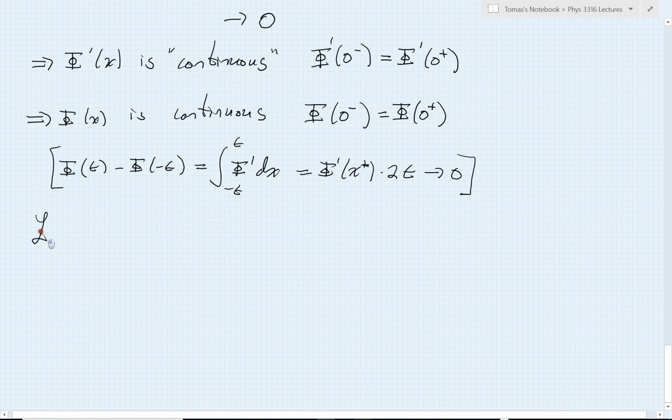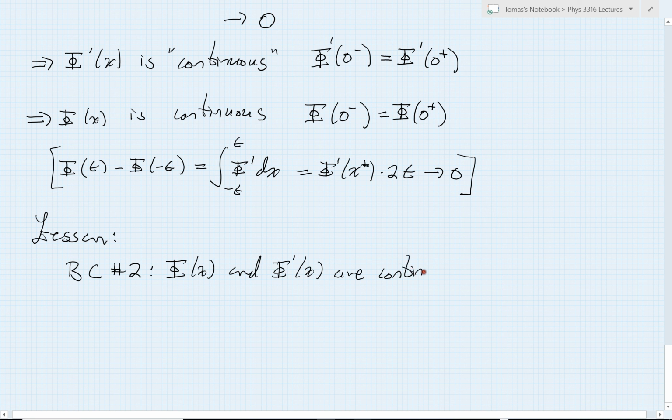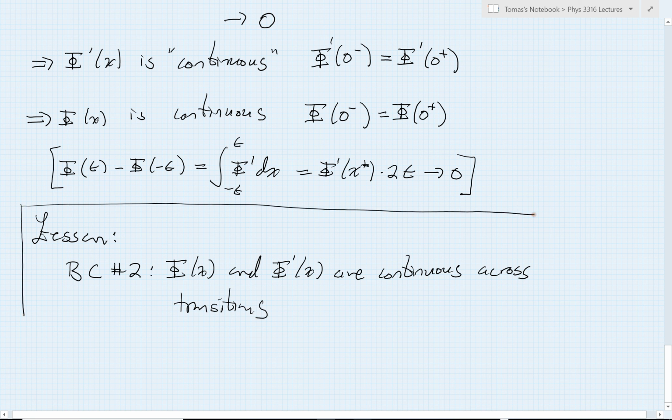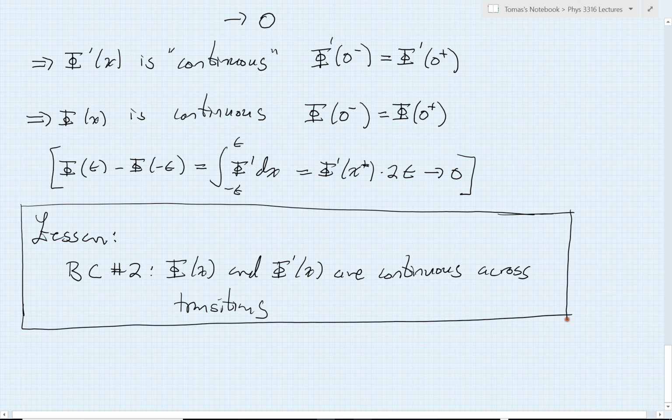The bottom line lesson here, though, is a very important boundary condition. So this is boundary condition type number 2, which is that our wave functions phi of x and phi prime of x are always continuous across transition regions, across transitions. So that allows me to link what is going on in region 2, which I pretty much have a complete handle on, to what's going on in region 1, where I have to begin to learn about what is happening.